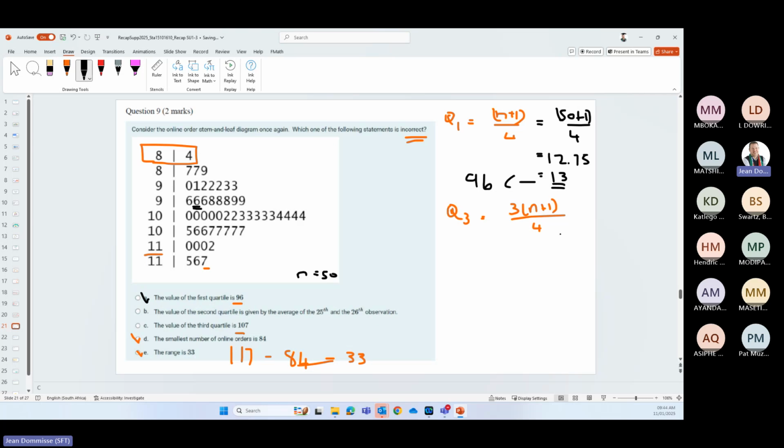Unfortunately, also correct. Let's look at this one, quartile 3. So it's 3 times (50 plus 1) divided by 4. It's 3 times 51 divided by 4, which gives us 58.25. So that value is going to be the value of 58. So let's look at 58. So that was 13, 14.